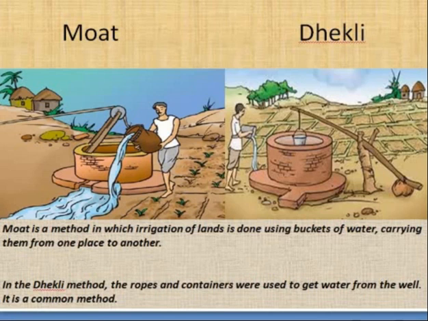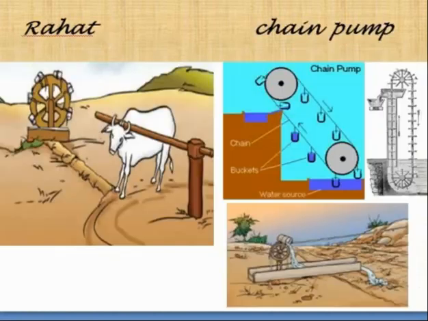Means in this process you can see here a log with a rope and a bucket attached to it. Now this bucket collects the water from the well, and with the help of this bucket the water is supplied manually to the crops. So this process is commonly used in our country.